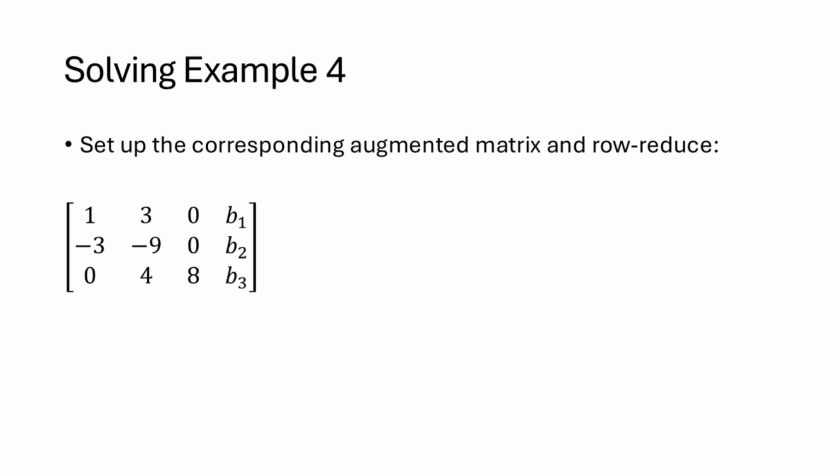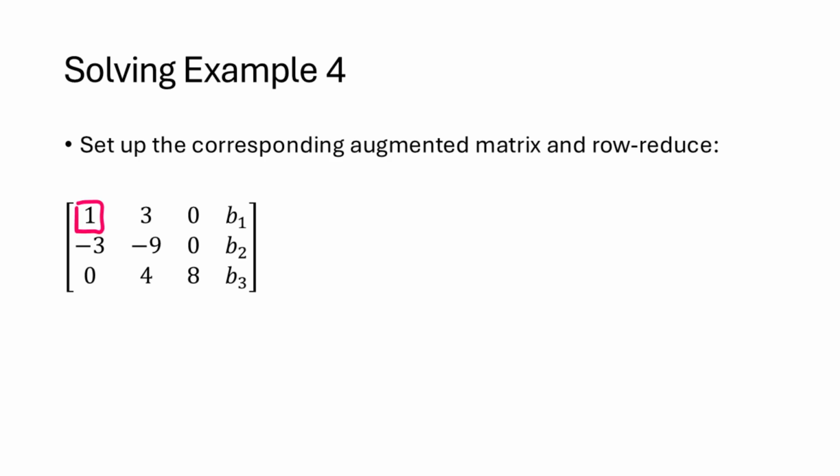And remember that those B values are unknown. We're trying to figure out whether every possible vector B1, B2, B3 can be constructed as a linear combination of the original 3 vectors. So we need to row reduce this by hand. We can't use technology here with those variables. But the good news is that this one isn't too hard to row reduce.